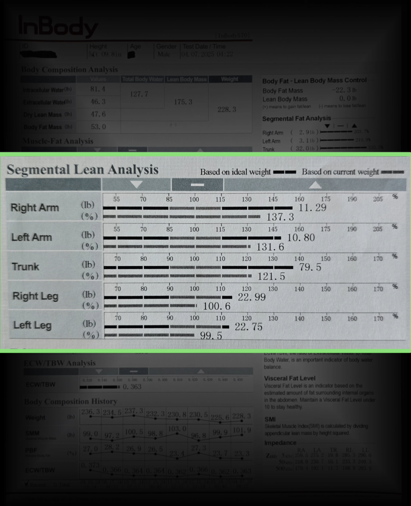So the key insight here is imbalances between limbs are common but should be addressed to prevent injuries. So your left arm versus your right arm, we want to see that they're pretty much in the same number. All right, we're always going to have one side that's stronger, and we're always going to have one side that's bigger. But so when we're training, well, let me finish first.